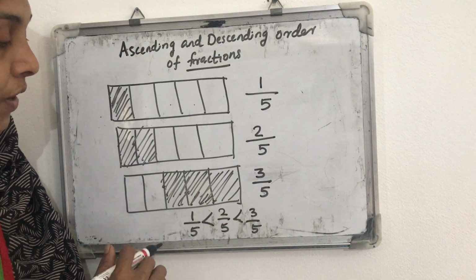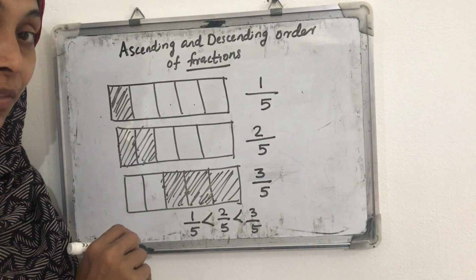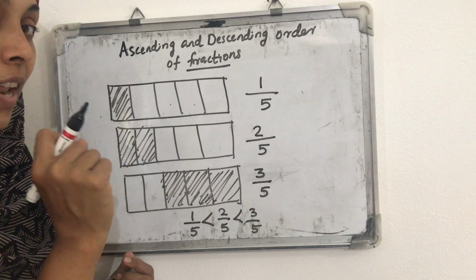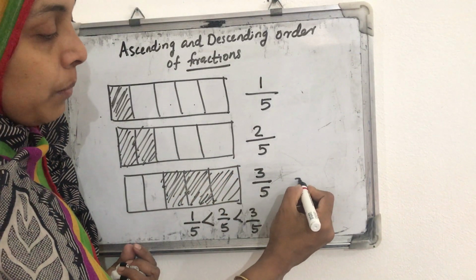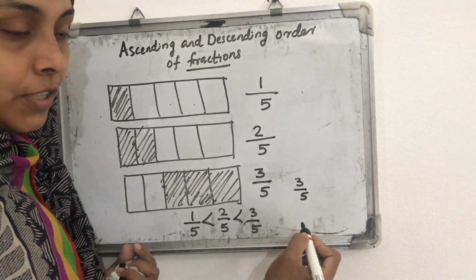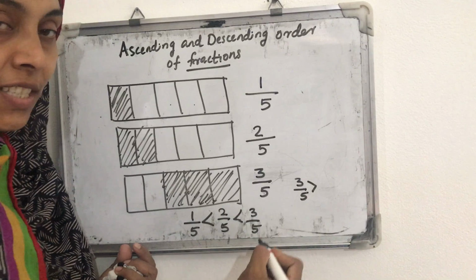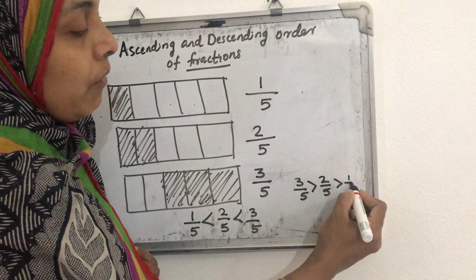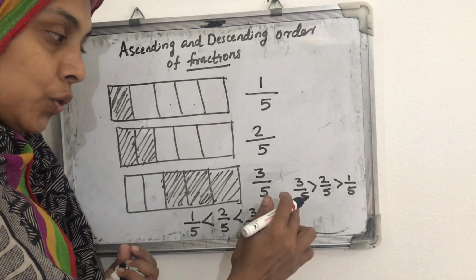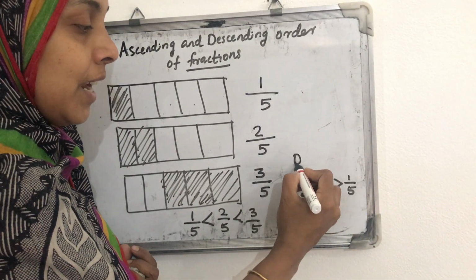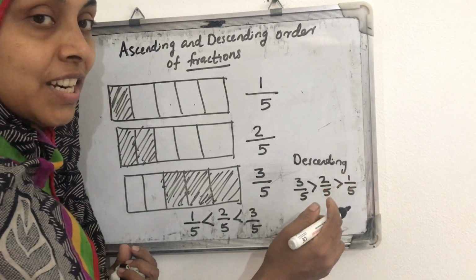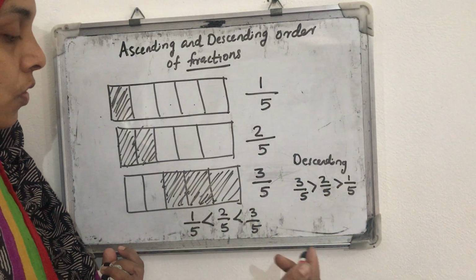So when we write in descending order, which fraction do we write first? In that case we write the biggest fraction first. So 3 by 5 first, 3 by 5 is greater than 2 by 5, which is greater than 1 by 5. So this arrangement is descending order. In the case of numbers, we already learned how to write in ascending and descending order.